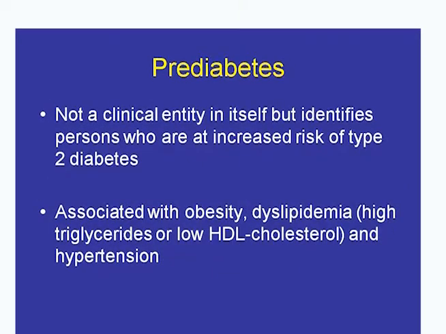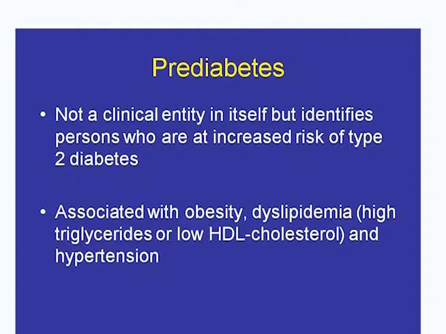So prediabetes in itself is not a clinical entity, not something that we're going to diagnose, to treat. It is really a way of identifying people who are at higher risk of going on to develop diabetes. And that is the reason why we're interested in identifying it and treating it. So prediabetes is not a diagnosis as an end-all in itself. It's identifying somebody who is at higher risk.